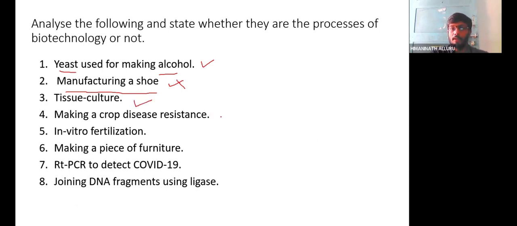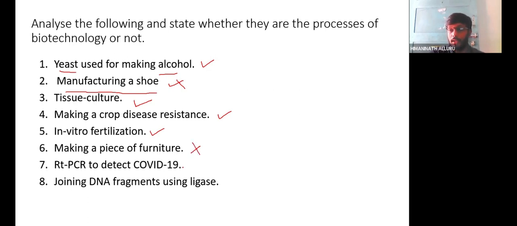Making a crop disease resistant, that is definitely biotechnology. In vitro fertilization, again, we need to give an example to them. It's biotechnology. Making a piece of furniture, where the organism used is dead, not living, so it is not biotechnology.